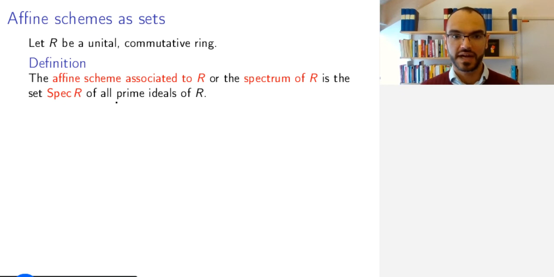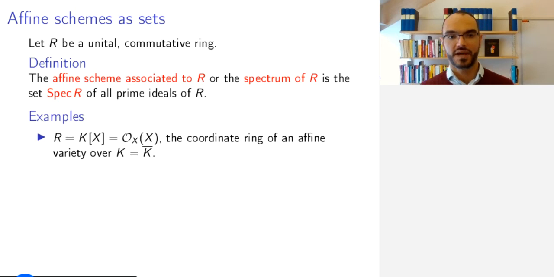So we've dealt with maximal spectra before, where we have looked at only the maximal ideals. Now we look at all prime ideals. And note that R now is a general unital commutative ring. It is not assumed to be an algebra over some fixed field. It is just a ring.